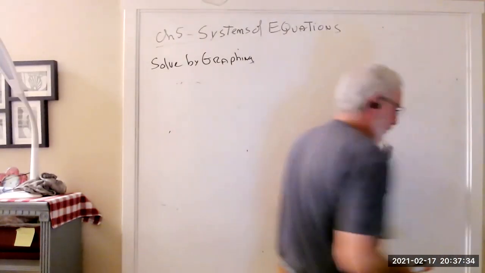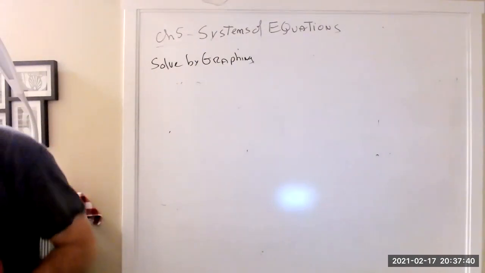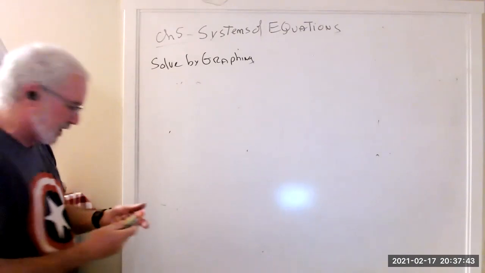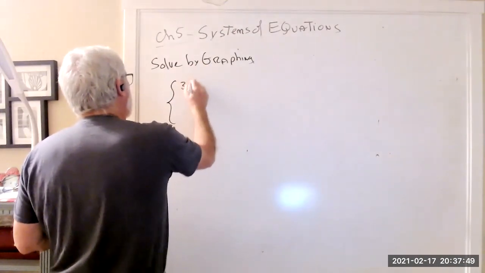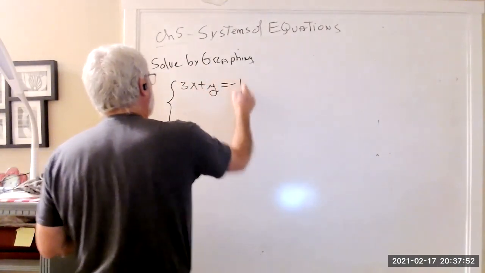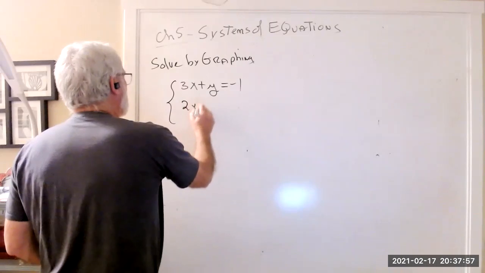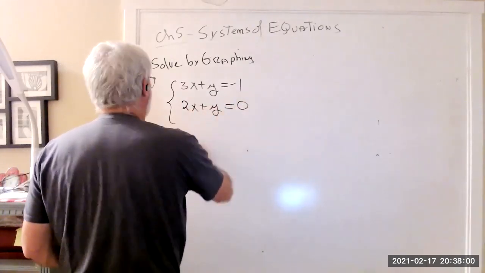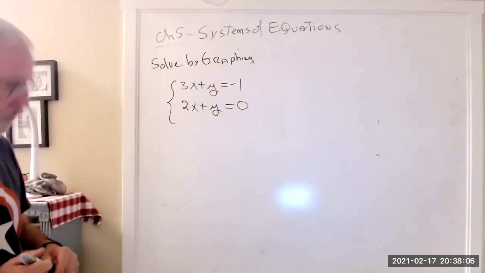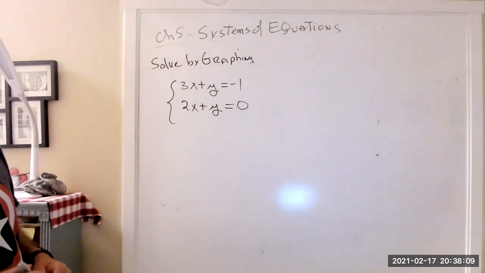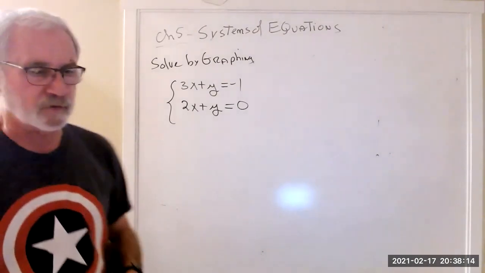I want this one solved by graphing also. Okay, 3x plus y equals -1. And 2x plus y equals 0. Now this bottom equation is a little bit funky, it's a little bit weird. It might give you problems. So solve by graphing. Again, I don't care what method you use to graph them as long as you graph them. Okay, so we'll pause.